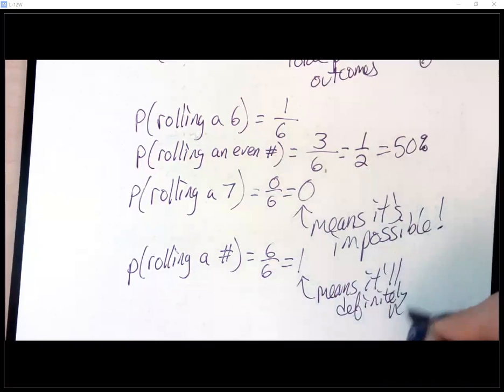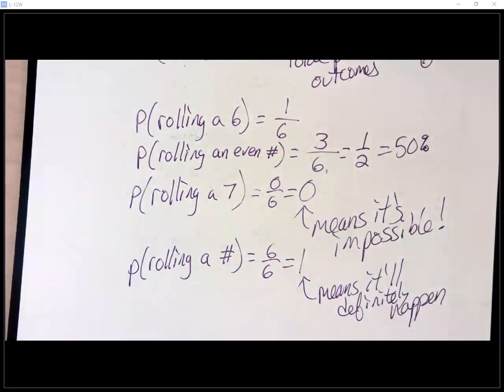So all of your probabilities are going to be somewhere in between 0 and 1. 0, it's never going to happen. 1, it's absolutely going to happen. And then you can have anything in between. All right, let's try a different scenario.